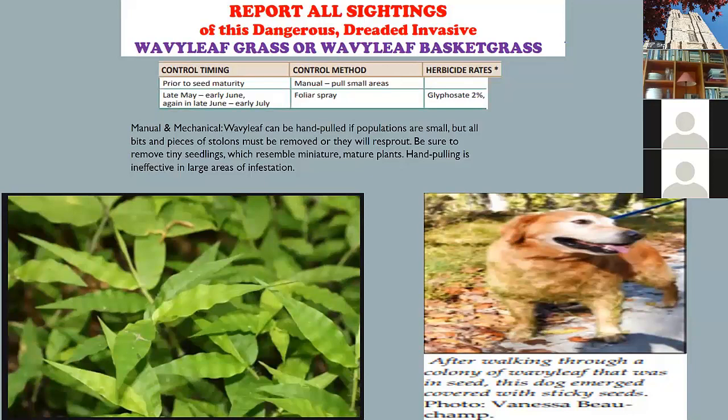All right, next on the list is wavy leaf grass or wavy leaf basket grass. Manual and mechanical ways to remove it is hand pulling if populations are small, but remember that all bits and pieces of the stolons must be removed or they will resprout. And hand pulling is ineffective in large areas of infestation.